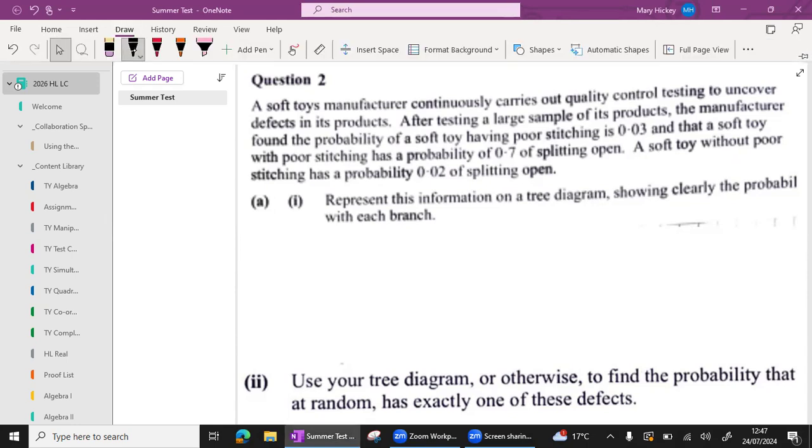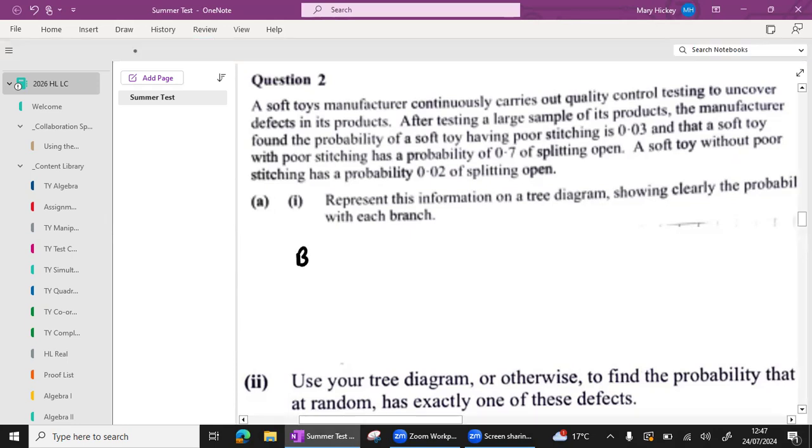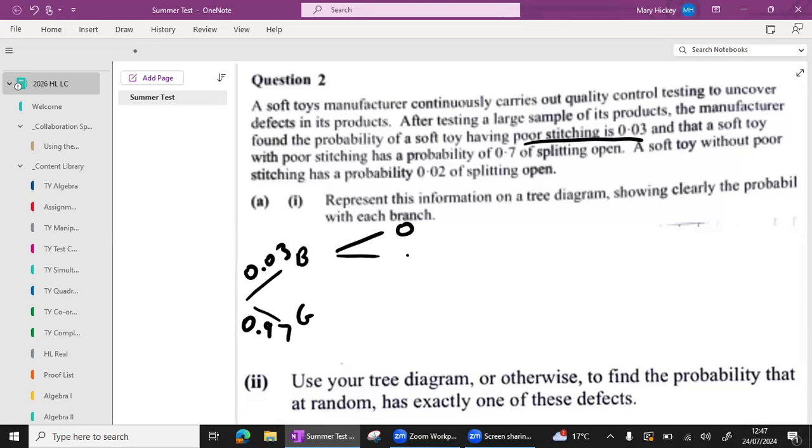Okay, so let's do our tree diagram for this. We might start with bad stitching, good stitching. Now, the probability of the soft toy having poor stitching, so bad stitching, is 0.03, and good stitching would be 0.97. So a much higher chance that it's actually fine. And then it can either stay closed or it opens.